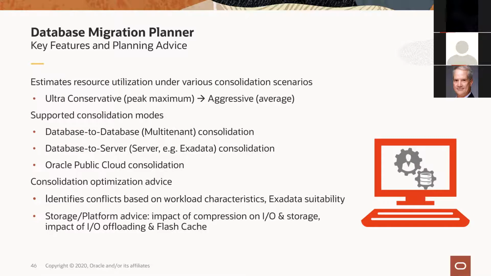And the consolidation is also providing us with advice about whether there are any conflicts between databases and the workload characteristics. For example, if we have high IO on all the databases, then that will be seen as a conflict, and that will make the databases not work together. We will also be able to provide information about storage platforms, so we can see how much impact IO is having on the flash cache and so on, just to make sure that the system is handling the workload.